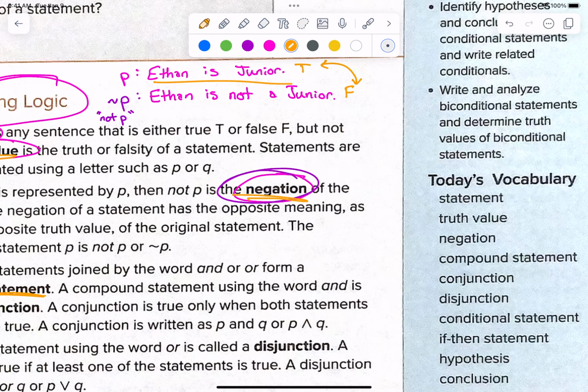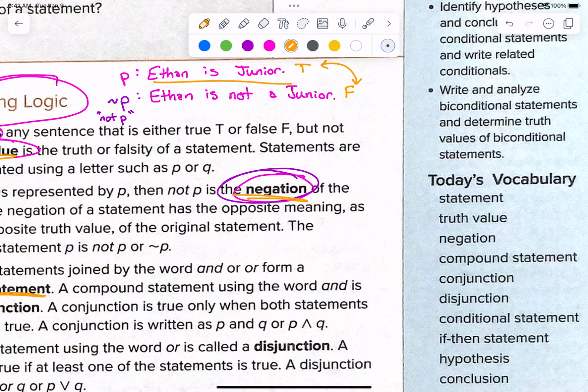False. What happens when we get to ors though? Ethan is a junior or Ethan is a girl. Choose one of them. Is Ethan a junior or a girl? A junior. He's a junior, so that whole thing is yes. That's true, right? Ethan is either a junior or a girl. He's a junior, he's not a girl, right? Does that make sense? Okay?